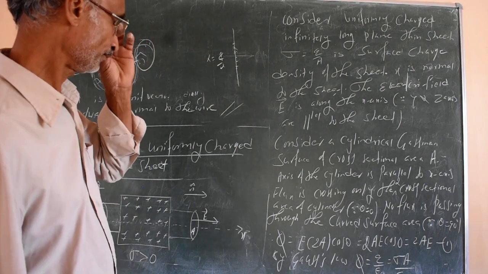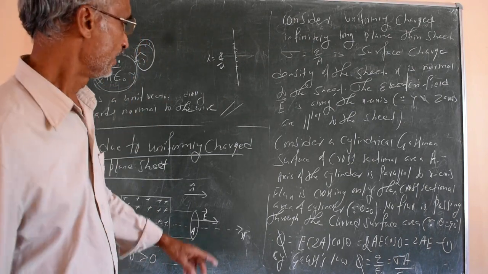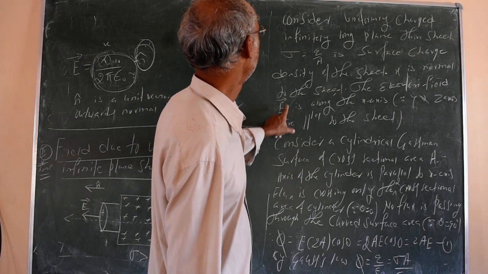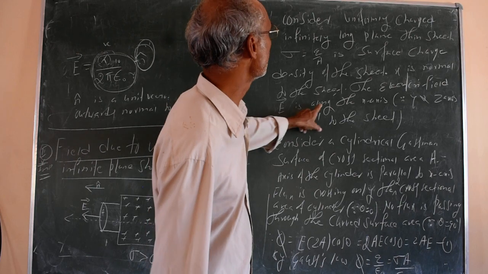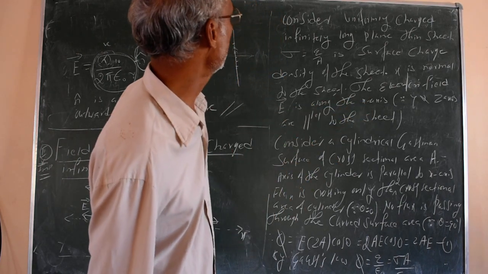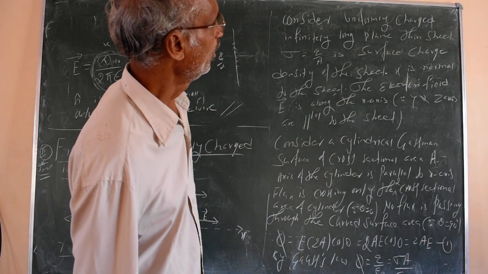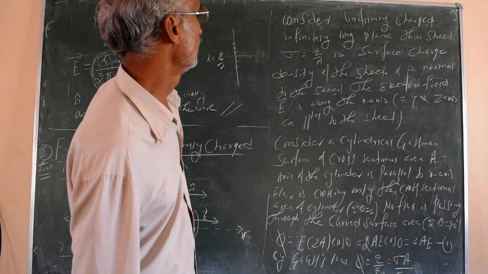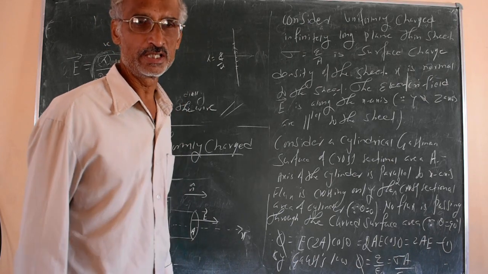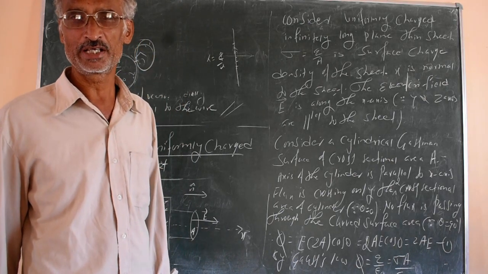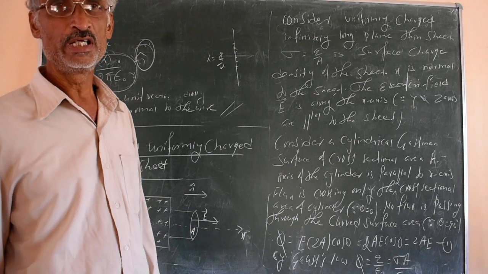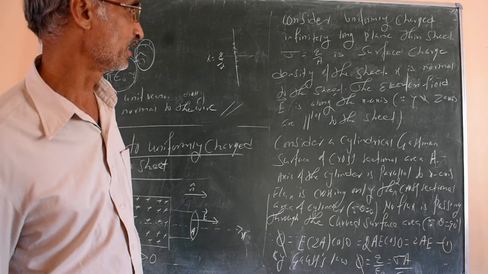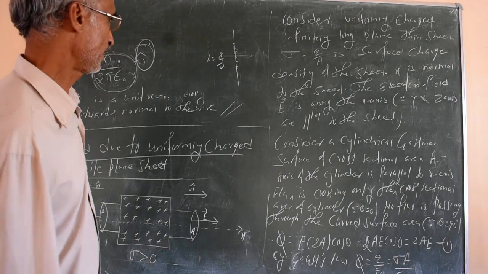Now look, consider a cylindrical Gaussian surface. The electric field E bar is along the x-axis. The field E bar is coming only along the x-axis direction. No field is in the direction of the y-axis and z-axis, because the y-axis and z-axis are parallel to the sheet.